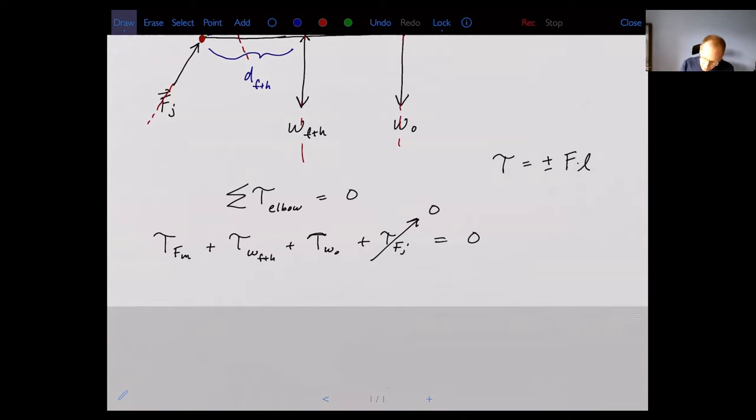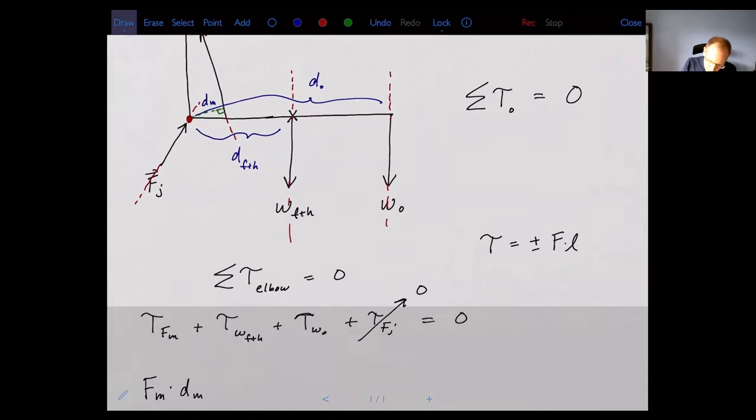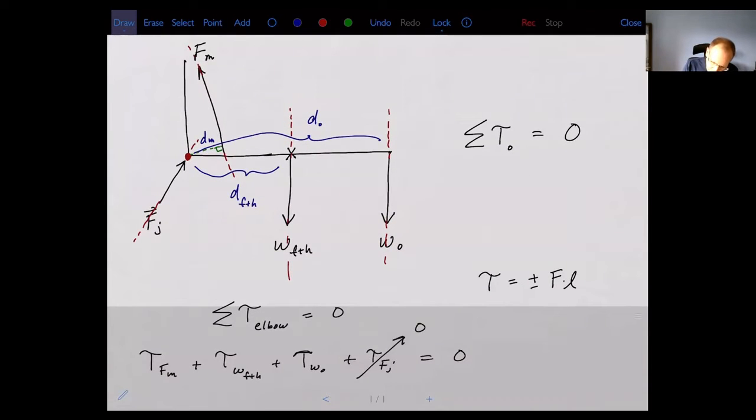Okay, so what is the torque due to the muscle force? Well, it's going to be the muscle force times the moment arm, which remember we call dm. And then how do I figure out the sign, whether it's positive or negative? Well, if you imagine that the muscle force is the only force acting, how would it rotate the forearm and hand about the elbow joint? If you pull on that, it's going to rotate counterclockwise. Therefore, by definition, counterclockwise is a positive torque.